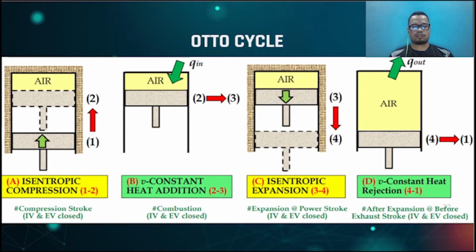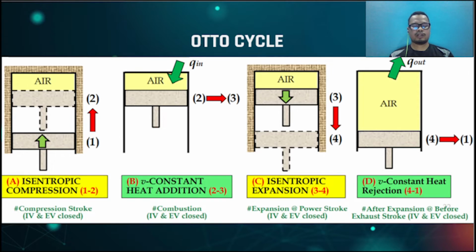And then for state 2-3, which is constant volume heat addition, the piston is temporarily at rest at the TDC position, and heat is added instantaneously in the air of the cylinder from the tank for a short period so that both pressure and temperature rise to the highest at a constant volume.